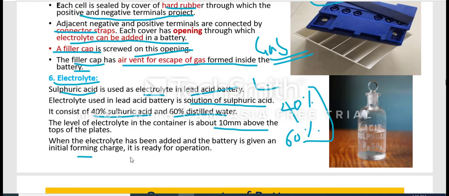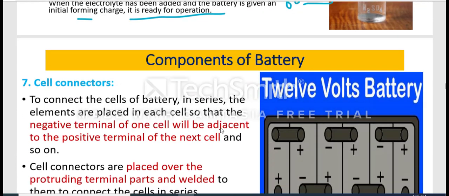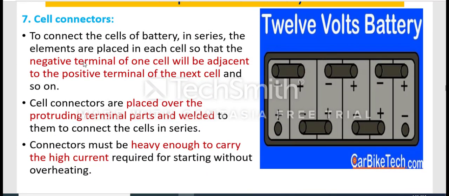It is ready for operation. Okay, so electrolyte. Then next is cell connectors. Okay, cell connector, you can see these are the cell connector. These are the cell connector to connect the cells of a battery. Okay, and these are the cells. Cells in the sense compartments.